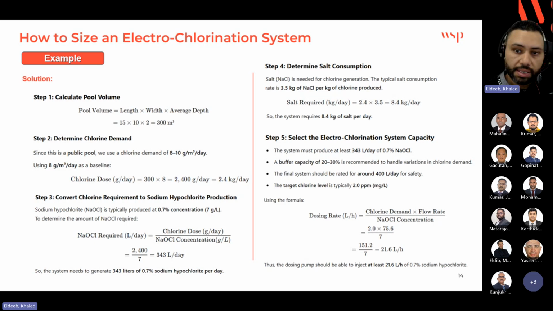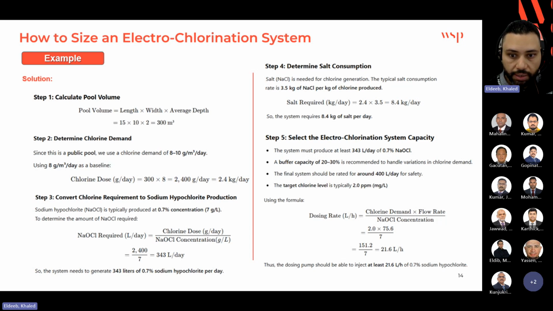Okay. Then in step 3, we need to calculate the amount of chlorine to be generated, the sodium hypochlorite that we need to generate. As we said, the recommended concentration should be 7 grams per liter. So we can get the chlorine amount by dividing the daily dose by 7. It gives me 343 liter per day. Then in step 4, we get the salt consumption by multiplying 3.5 kilogram, the recommended consumption, by 2.4 kilogram, the calculated daily dose.